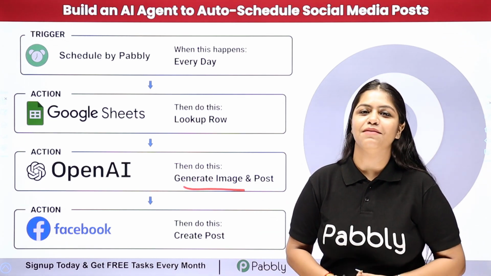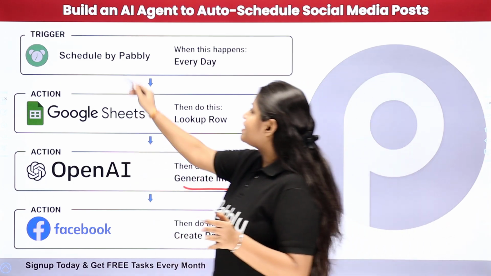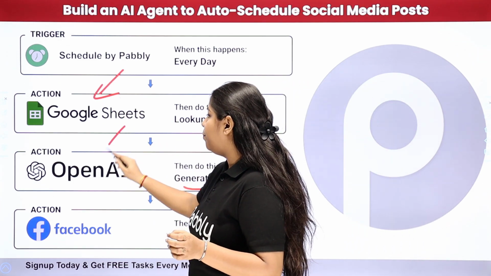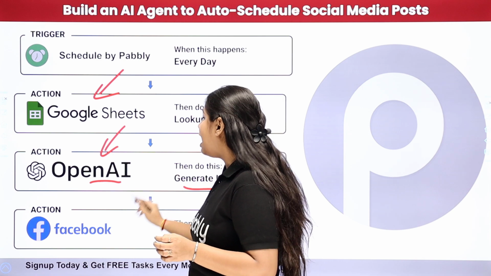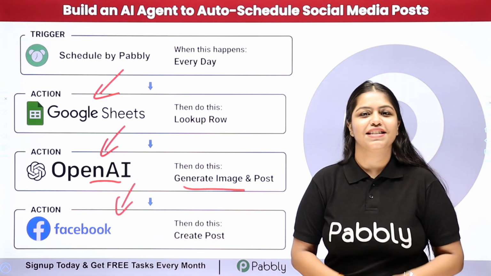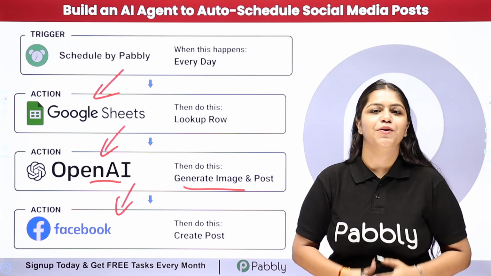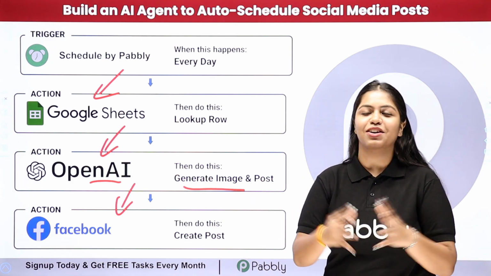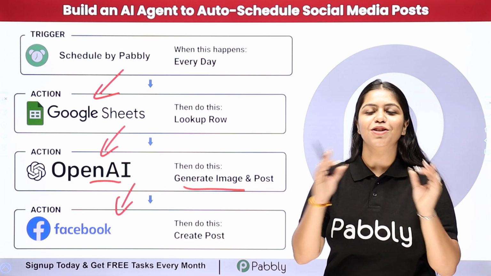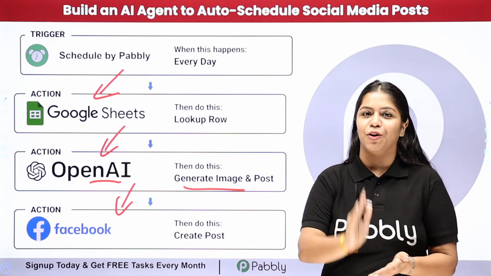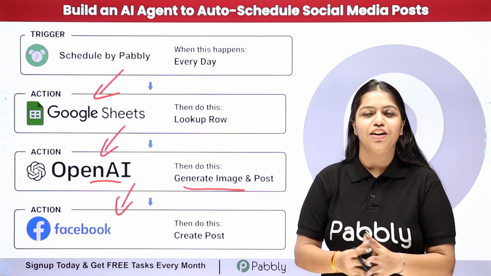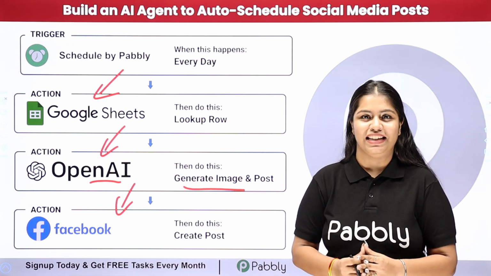So to do this we are simply going to create a connection between Schedule by Pabbly, Google Sheets, OpenAI, which is my AI agent, and Facebook. And to create this connection without knowing any programming or coding language, we are going to use Pabbly Connect. It is an amazing automation software. So if you also want to create this amazing automation for your own business, then for that you have to come with me towards my screen.